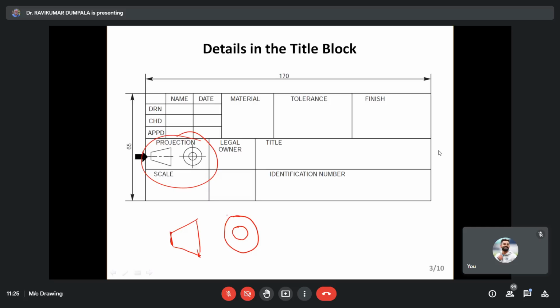Exactly. So you can take anything as a front view. You take this as the front view. Then if you see from the left side, and you draw the side view on the right side of the front view, that is the first angle projection. Suppose you make a symbol like this, what is this? This indicates first angle projection or third angle projection?